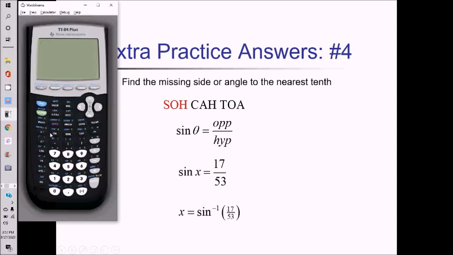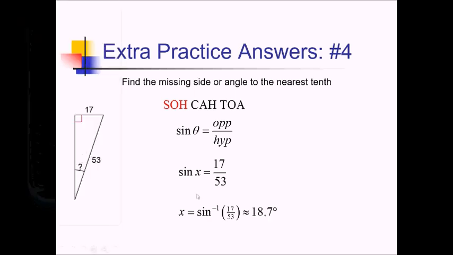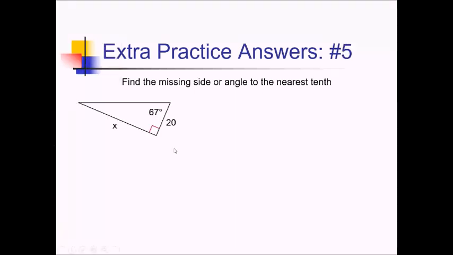So we do second sine and then 17 divided by 53. 17 divided by 53 gives us about 18.7, and that's in units of degrees because this was an angle. For this problem, we're trying to find this missing side of a right triangle. Since we only have one side to work with, and we don't have an angle that's 30, 45, or 60, it's not a special right triangle, we'll use SOHCAHTOA instead.